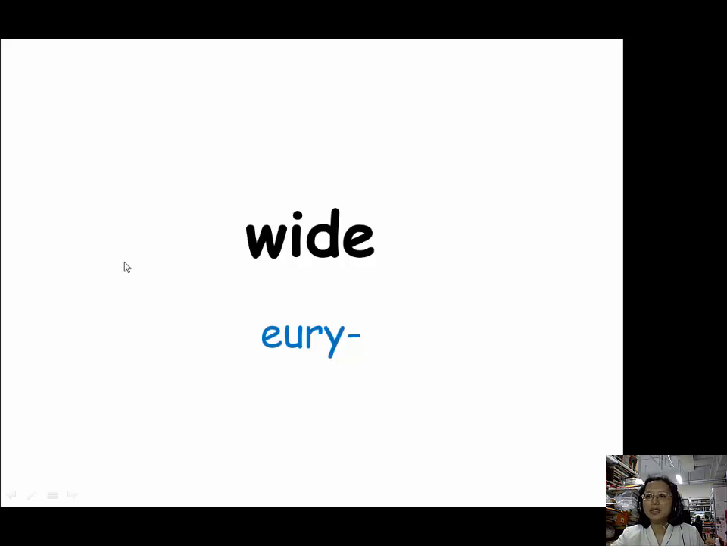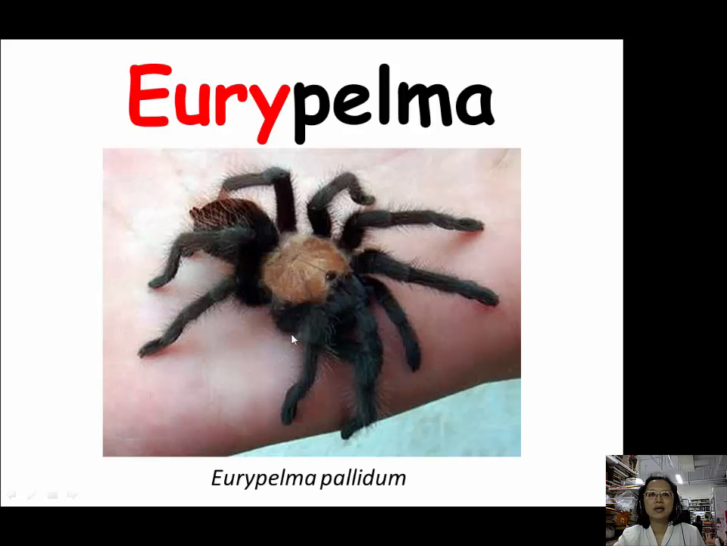When we want to describe things that are wide, we use this prefix eury, E-U-R-Y. And our example is Eurypelma. Eurypelma is a genus of large spiders. In this picture is a Eurypelma pallidum.